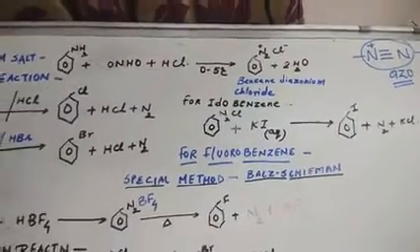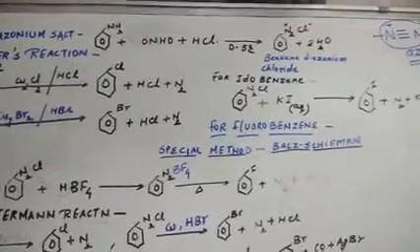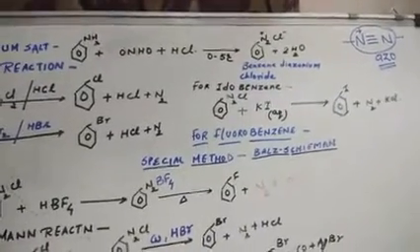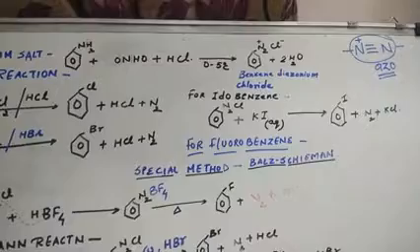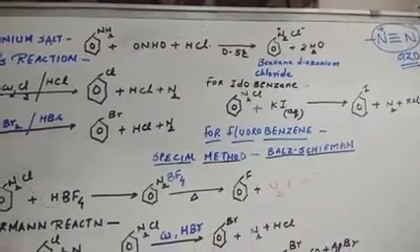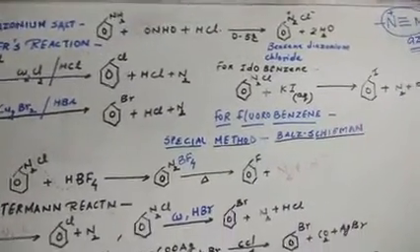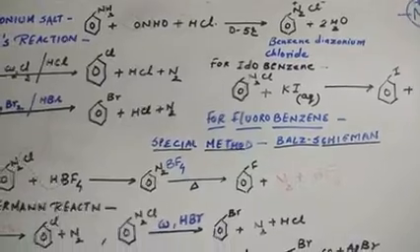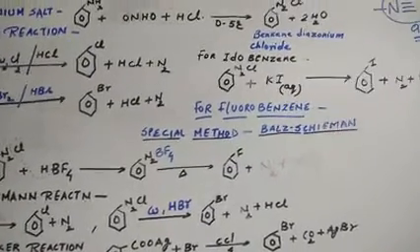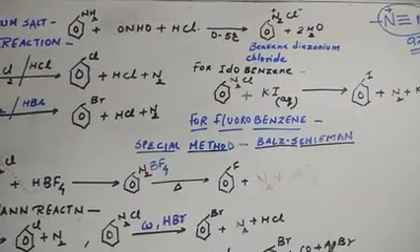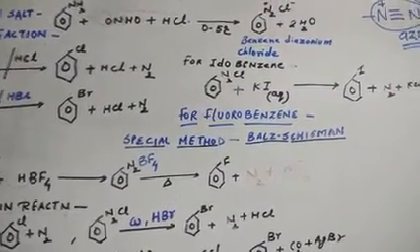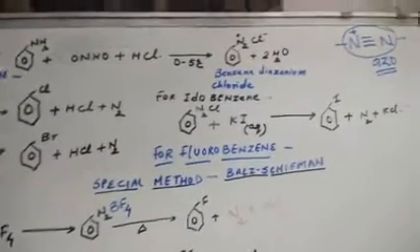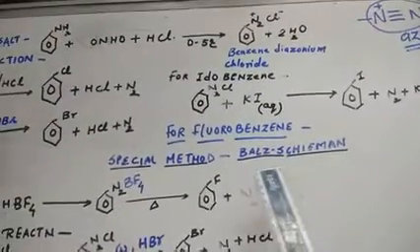One more thing, students, as I am telling you again and again that for the preparation of iodo and fluoro, some different methods are there. So now I am taking preparation of fluorobenzene. It is very, very important, students. And the special method for fluorobenzene preparation is Balz-Schiemann reaction.